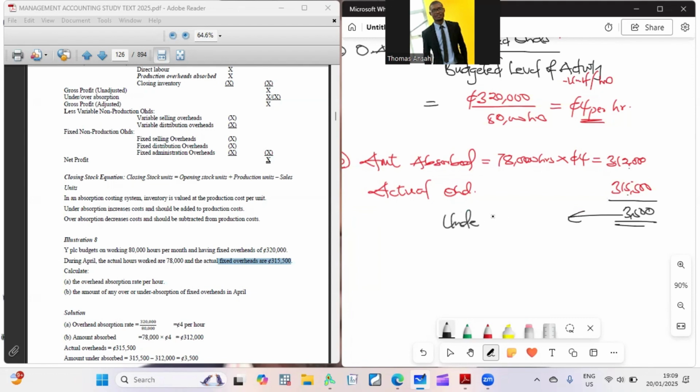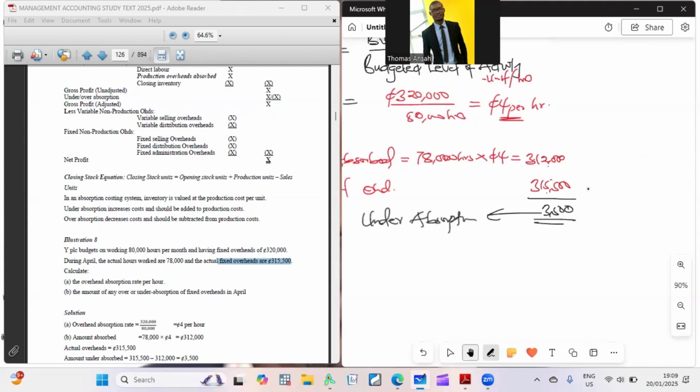So this one is an under absorption. And for under absorption, what do we do? It's either you add it to your cost or you subtract it from your profit. When you add to cost, you're actually subtracting from your profit, because when you add it to the cost, you are increasing the cost. And if you deduct it from your sales, automatically your profit will come down.